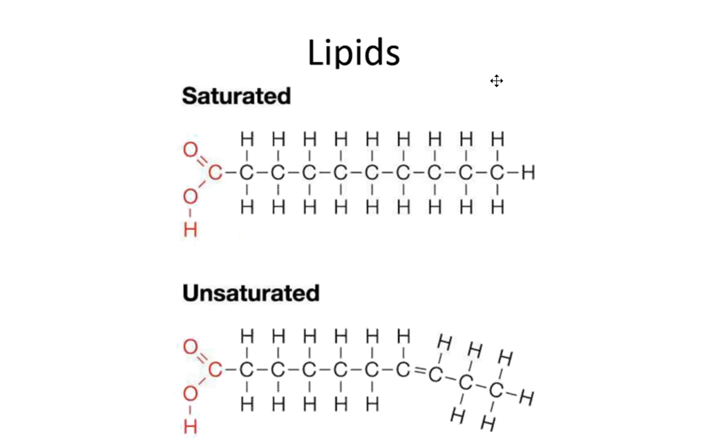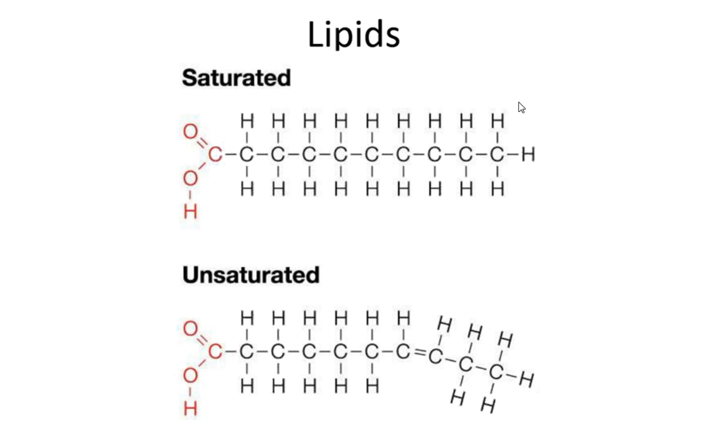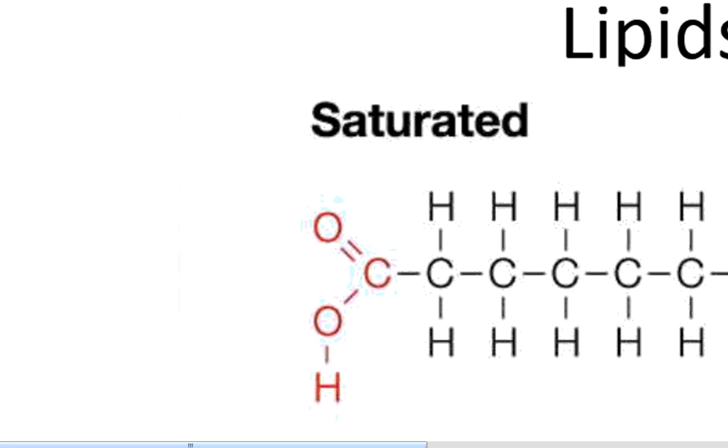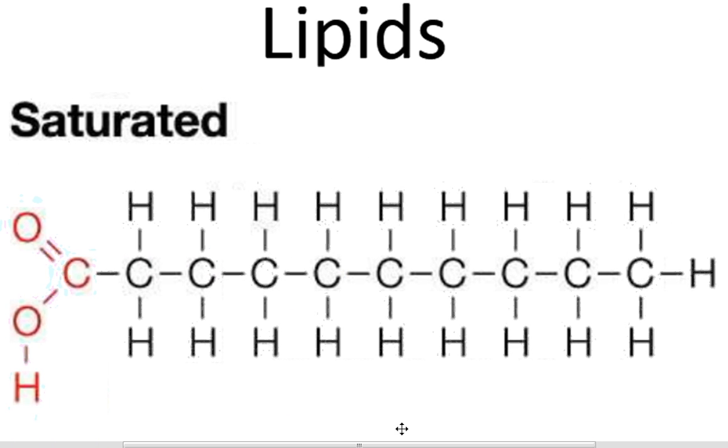There are two kinds of lipids found naturally. They're saturated and unsaturated fats. The difference is that a saturated fat is completely saturated with hydrogen, whereas an unsaturated fat has room for more hydrogen. How do we know? Well, let's look. Notice here on this saturated fat, every single carbon is as full as it can get with hydrogen. There are no more spots left for hydrogen. It is completely saturated.